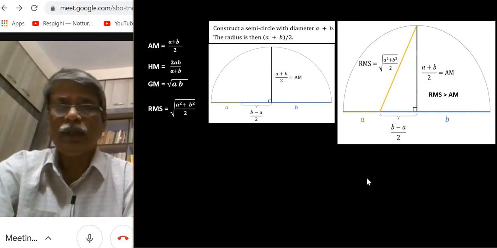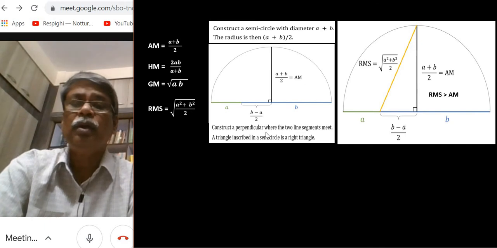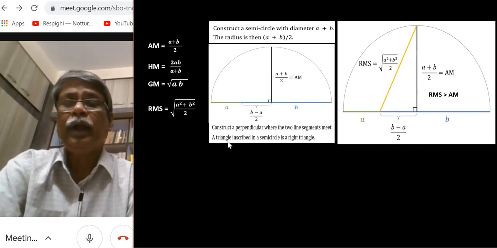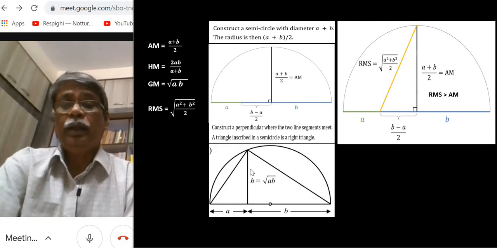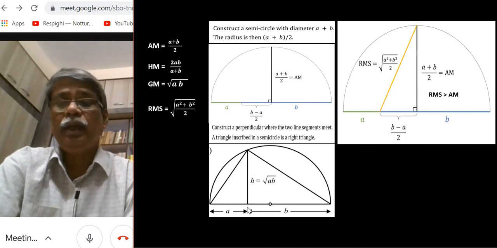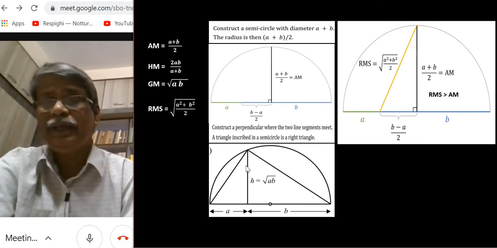Now let us go for the next one. What we'll do, construct a perpendicular where the 2 line segments meet, that means at this point, and I'll be drawing a perpendicular here. Okay, and a triangle inscribed in a semicircle is a right angle. That you have to remember. Okay, the drawing looks like this. So at the intersection point of a and b, I have drawn a perpendicular. Let us call it H.